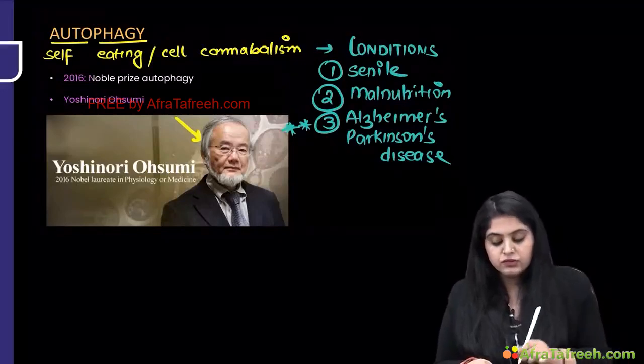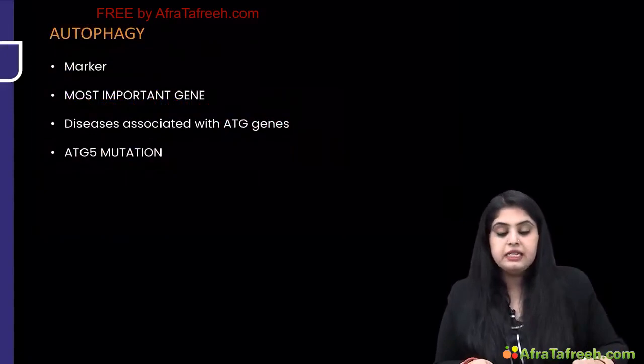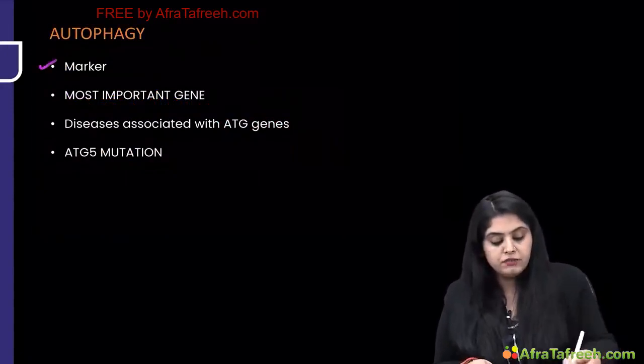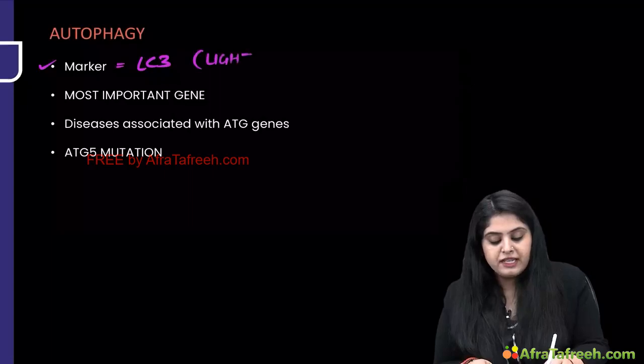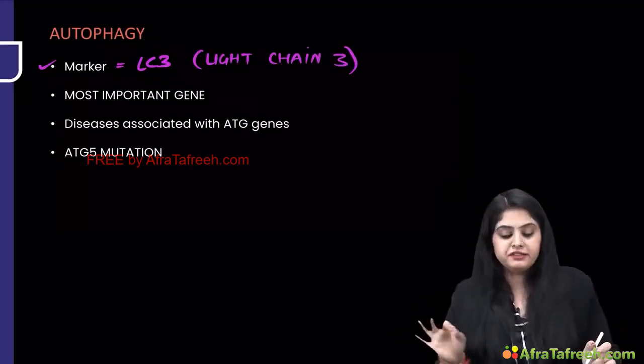So now they will ask you certain one-liners associated with autophagy, that as we are eating our own selves, what is the marker for autophagy? The marker for autophagy is LC3. When I say LC3, it is light chain 3. Okay? If you don't even want to learn the full form, chalega. Just learn marker is LC3.